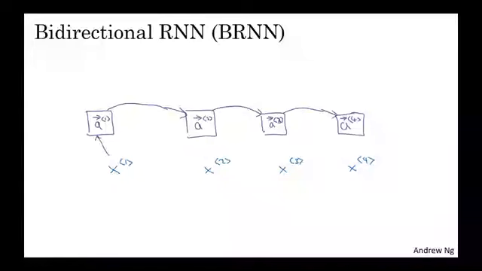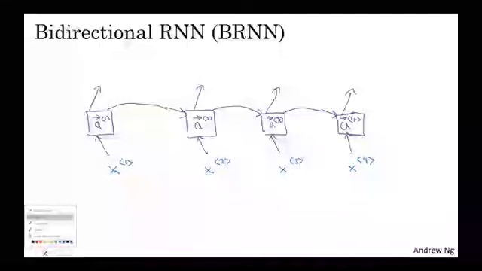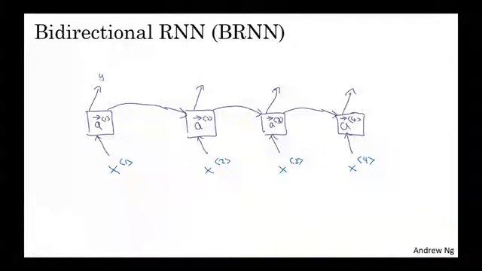Each of these 4 recurrent units takes the current x and feeds in to help predict y hat 1, y hat 2, y hat 3, and y hat 4. So far I haven't done anything, right? I've basically redrawn the RNN from the previous slide, but with the arrows placed in slightly funny positions.